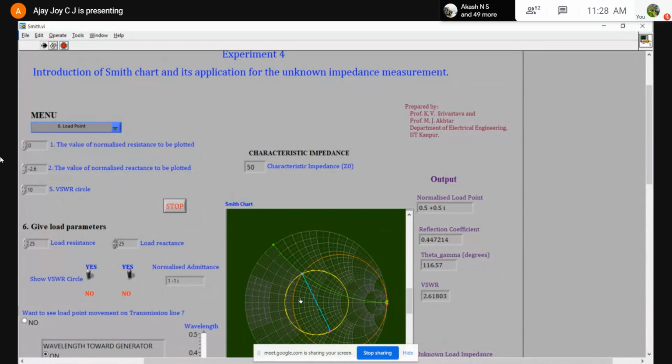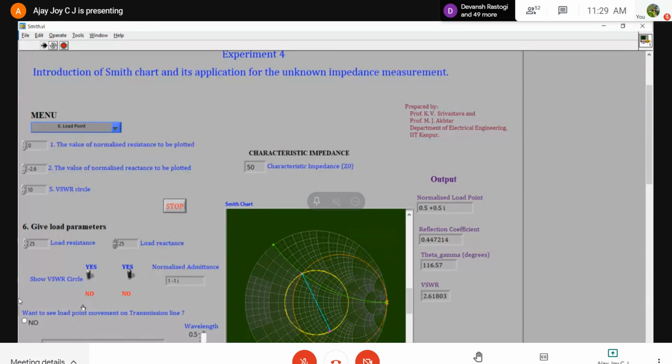What is that circle called? What information will you get from that VSWR circle? Okay, let it be. Yeah, you can stop presenting. Continue with the next one.